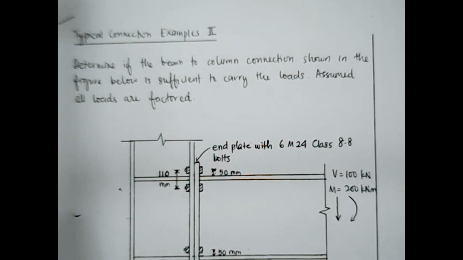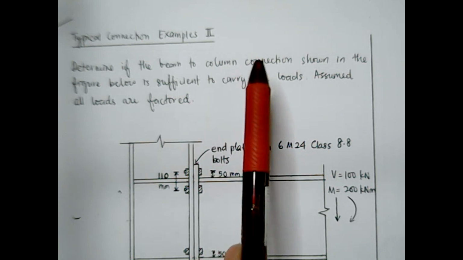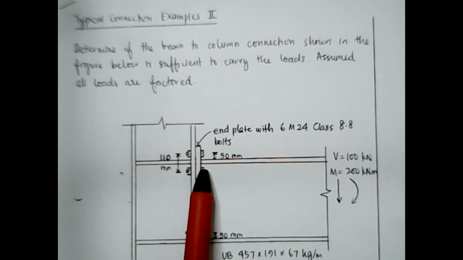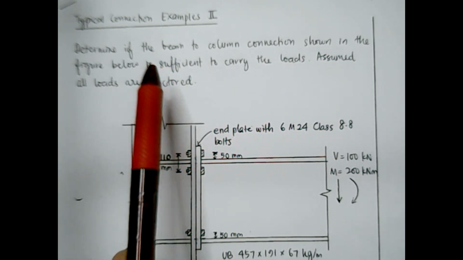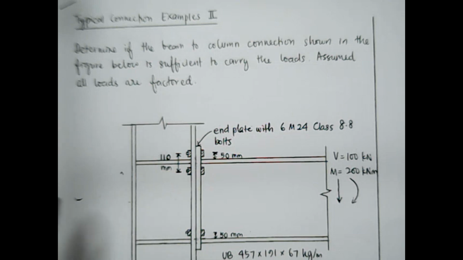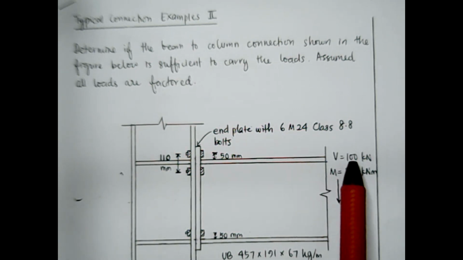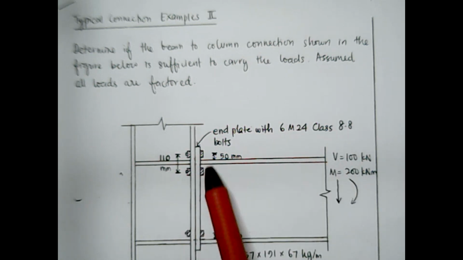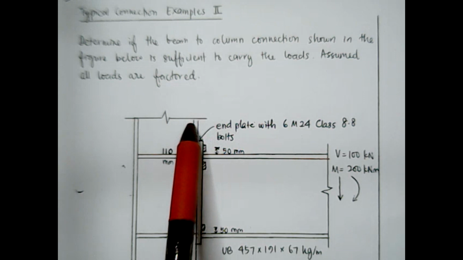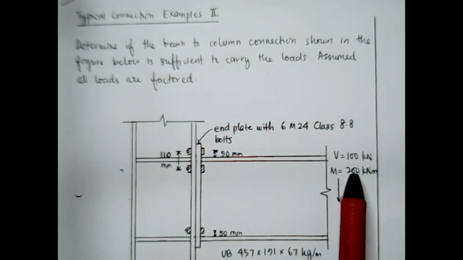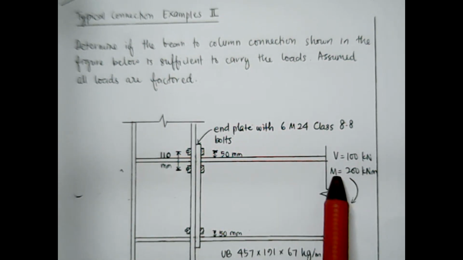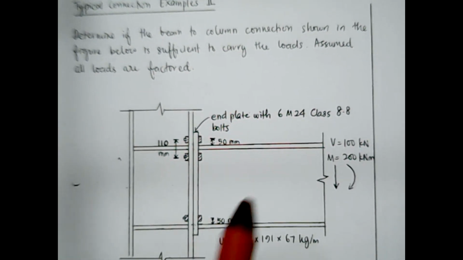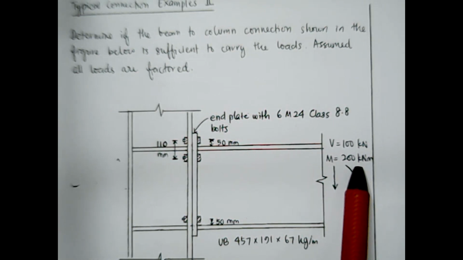Because in these questions, the question just asks you to determine whether the given proposed connections is sufficient to carry the loads or not. And assuming that we have calculated the transfer load to these particular connections, where the shear that will be carried by the connections is 100 kilonewton, while the moment acting on this particular connection is 200 kilonewton meter.